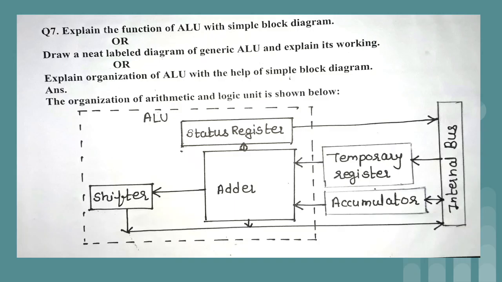So the next question from the same chapter is explain the functions of ALU with simple block diagram. Draw a neat label diagram of generic ALU and explain its working. Explain organization of ALU with the help of simple block diagram. So basically these 3 types of questions are there, but the answer for all these 3 questions is same only. So the neat label diagram of generic ALU is given in the slides.